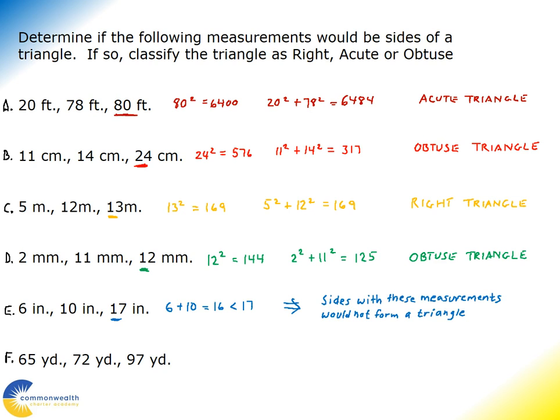So, in the last one, when I look at the 97 yards as being the biggest side, 65 and 72 is certainly bigger than 97. When I compare 97 squared, which is 9,409, and 65 squared plus 72 squared, I get 9,409. That means that the sum of the squares of the two smaller sides equals the square of the larger side. It's obeying the Pythagorean theorem, so this is a right triangle.